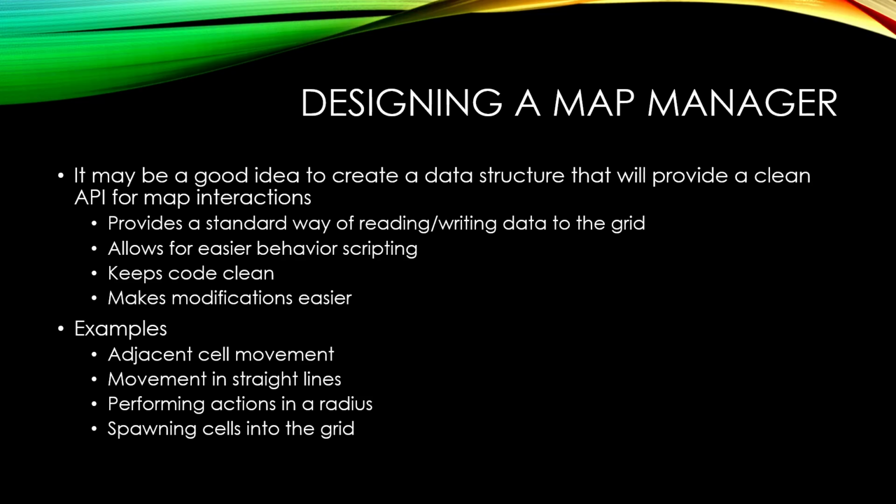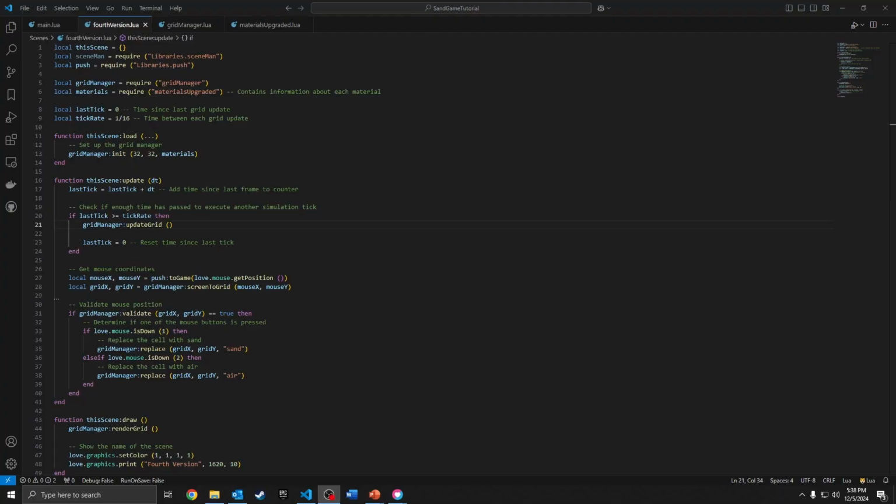Some examples for things you should add would be stuff like adjacent cell movement, movement in straight lines, performing actions in a radius, or spawning cells in a grid. So now back in the code, you can see that I have made a fourth version of the model, except this time I have imported a grid manager. Now this basically does the same thing as our code before, except now everything's packaged inside one object.